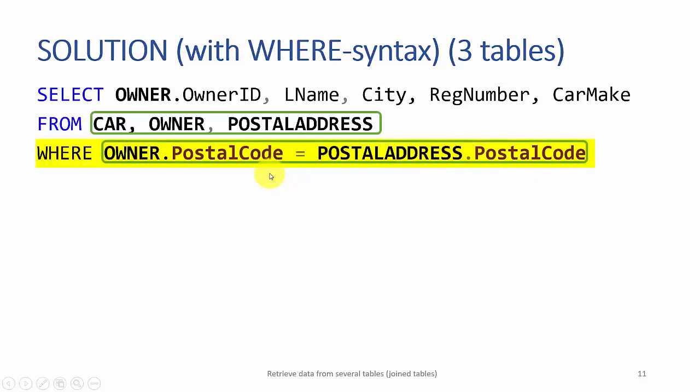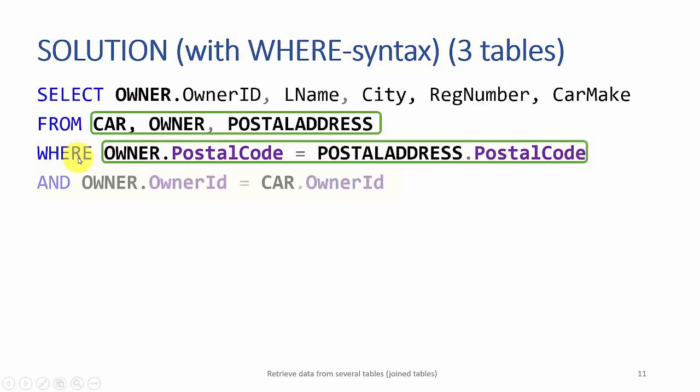And as I said, we can only use one where condition, but we can add as many AND operators as we want. So we use AND to join the other two tables, because now we want to join owner with car, and that we do by saying that owner.ownerID shall equal car.ownerID. So owner ID is the foreign key in car, which is referencing the primary key in owner. And then we have joined all three tables: owner, postal address, and car.